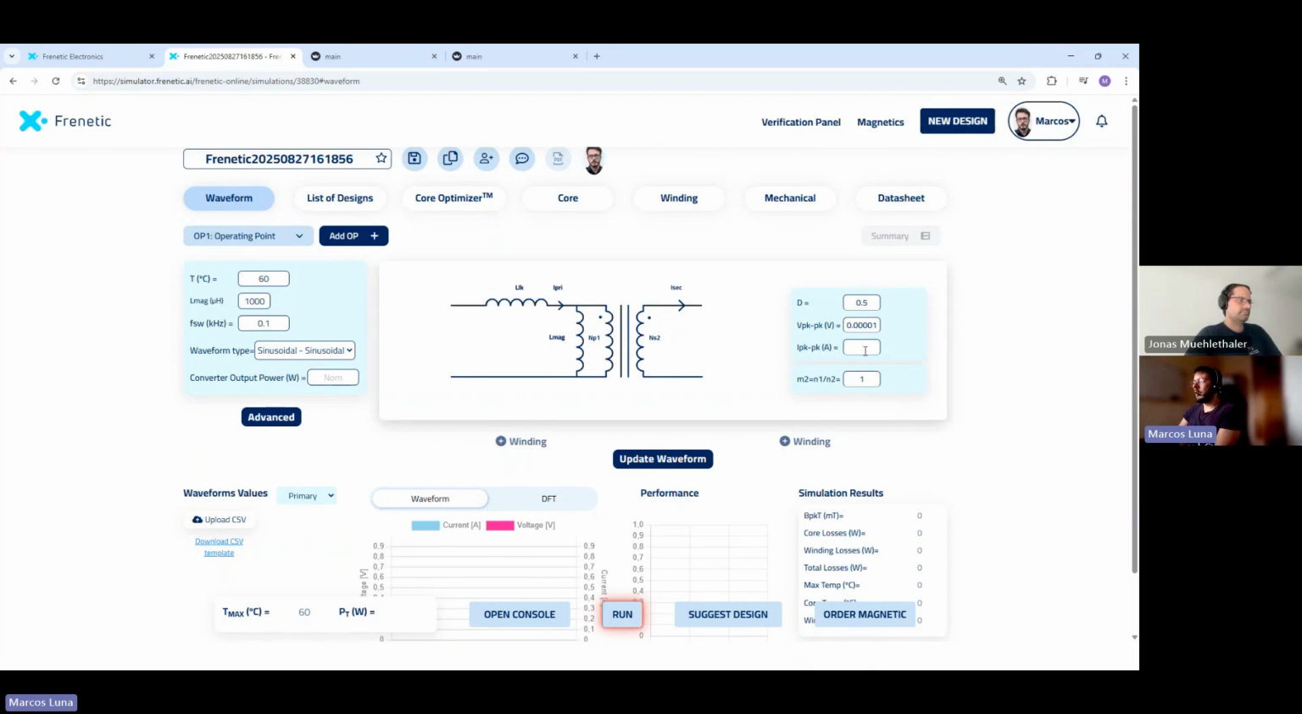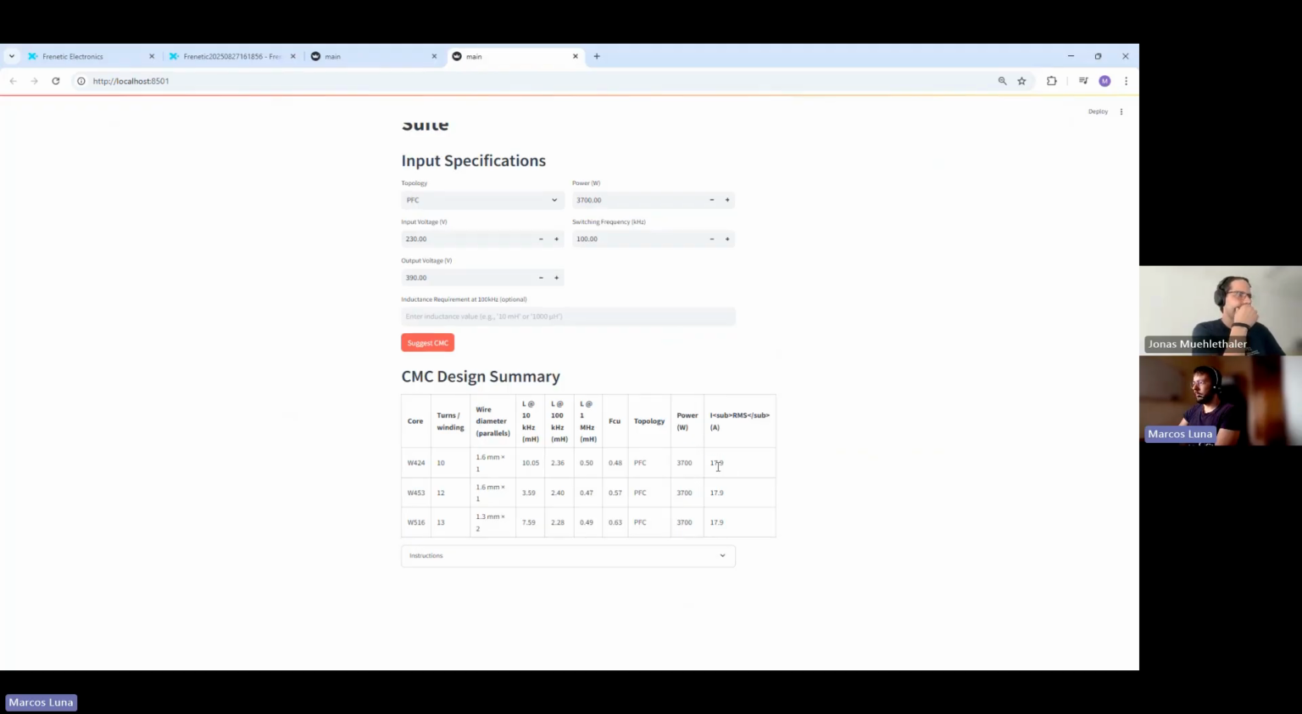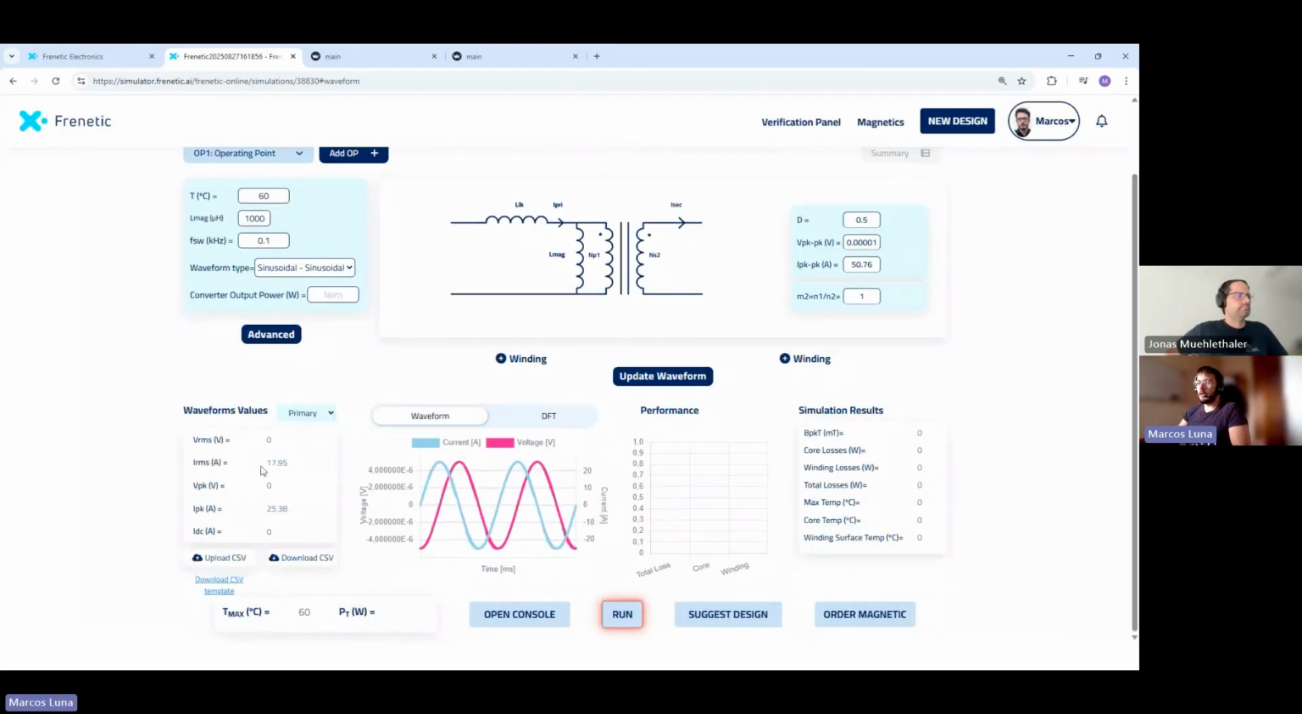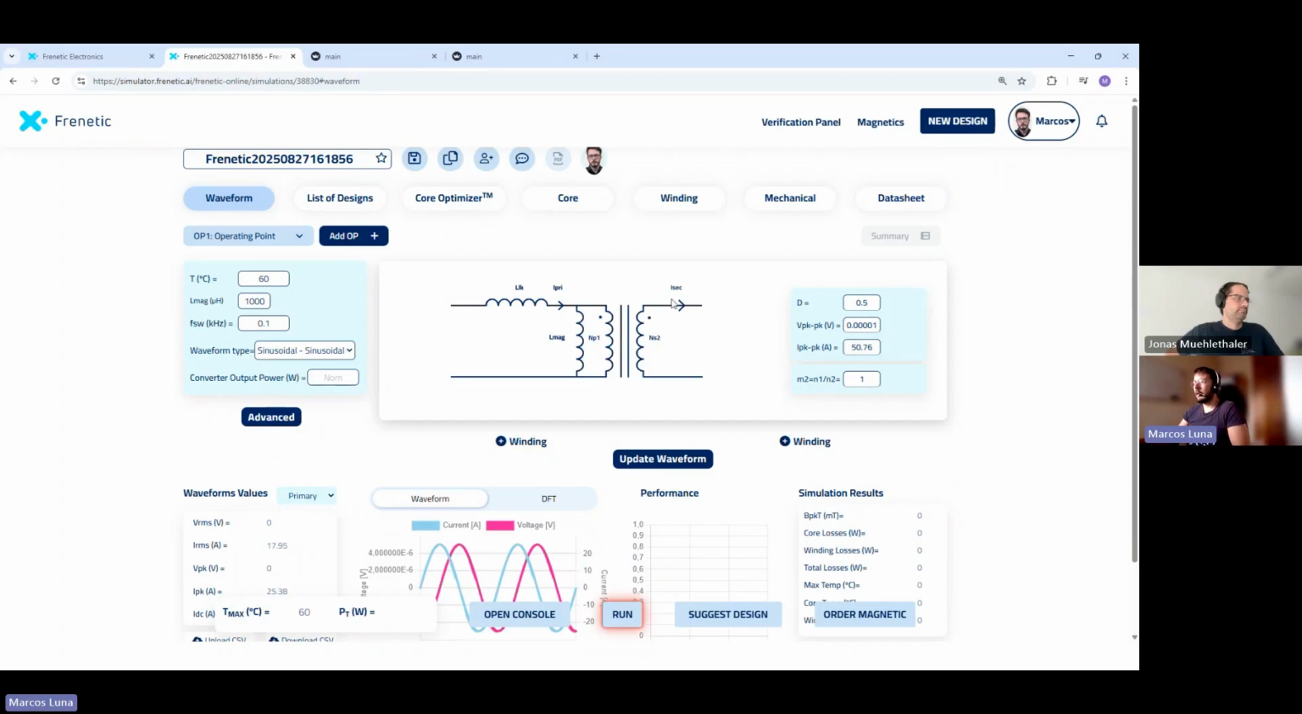For the peak to peak, well, we need to put here, in this case, the 18 amps of RMS. So if we do a quick calculation, 18 multiplied by the square root of 2, multiplied by 2, we have 50.76, and we have here the RMS, which is almost 18. Okay, so you are ready to simulate and check one of the solutions that we have here.